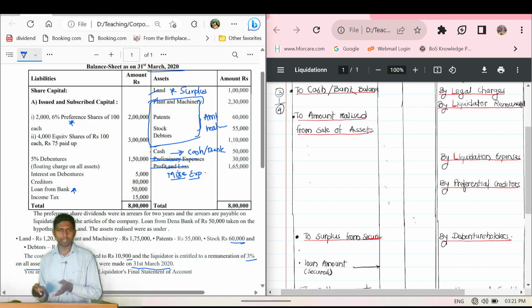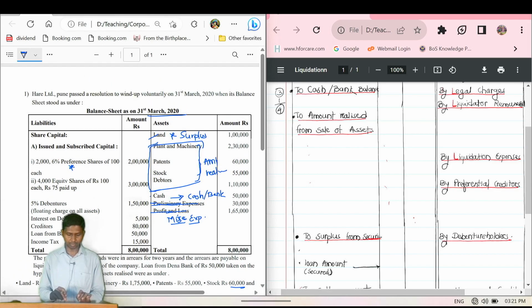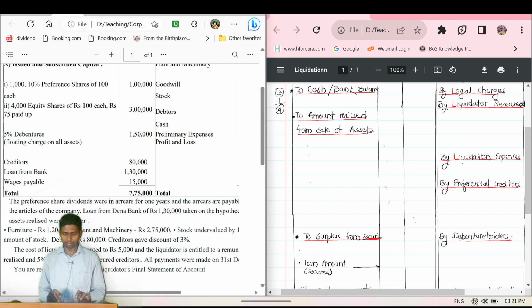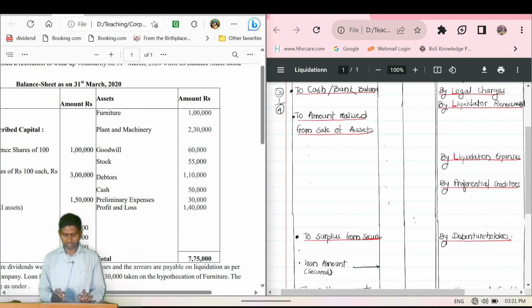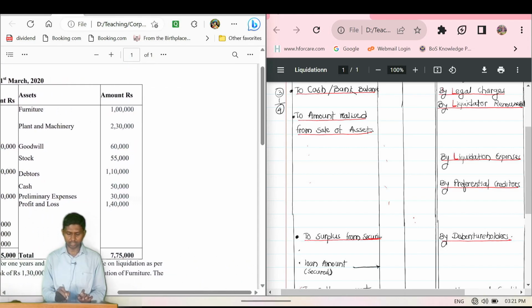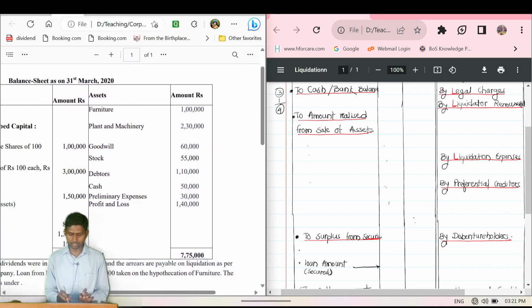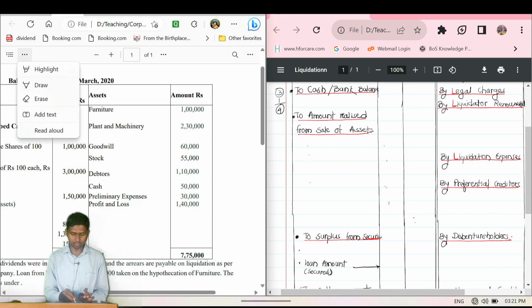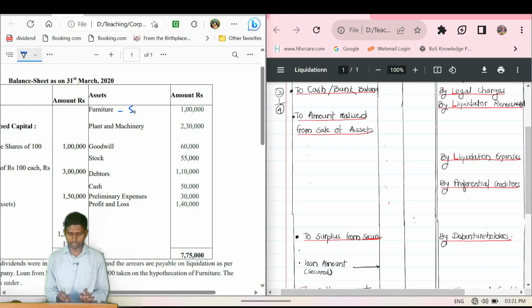Whatever we are getting and whatever we are paying, that we are writing in the liquidator statement. Therefore here no need to write anything in the liquidator statement about the miscellaneous expenditure. Understood about the Hare Limited, this problem number 1. Then in problem number 2, the same items. Now here in this problem we have given furniture as a hypothecation, therefore furniture in what? Furniture will come in surplus category.